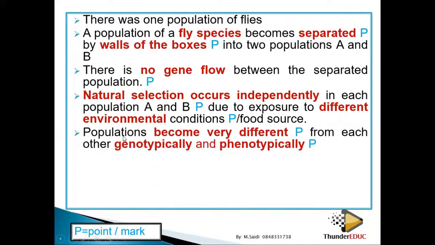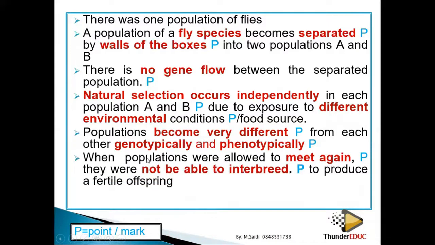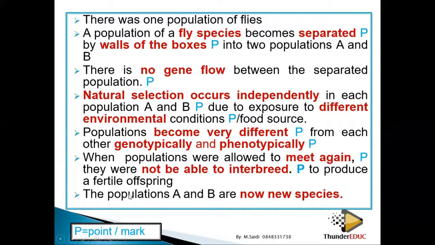Hence, this will result in the population becoming very different from others, that is genotypically and then phenotypically. You have to start with the genotypically and then talk about phenotypically, because it's the genotype which determines the phenotype. And then you're saying that when the populations were allowed to meet again, they were not able to interbreed. So when you remove the box and make them mix, they are not able to interbreed to produce a fertile offspring. Don't forget this. And then you're saying that the population A and B are now new species. So they have become new species.